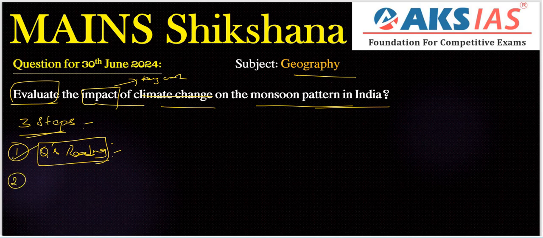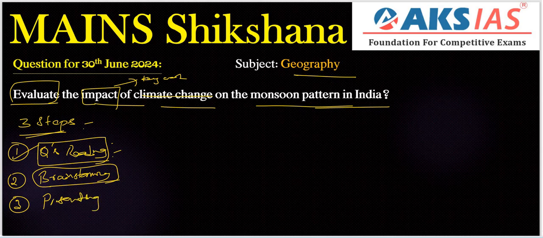So second step, we need to follow our brainstorming approach. What is brainstorming? We need to think before writing. So here we need to think what is the important essence of the topic, and also which recent current affairs or important examples we need to add in the introduction, body part or conclusion. That is the brainstorming approach. Third step is presenting the answer. We need to present the answer after these 2 important steps, question reading and brainstorming.